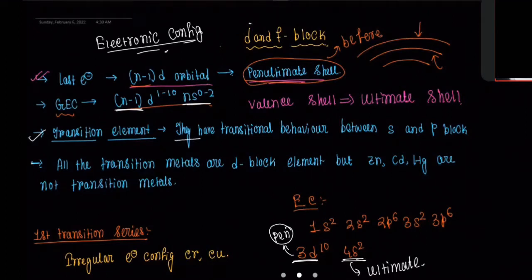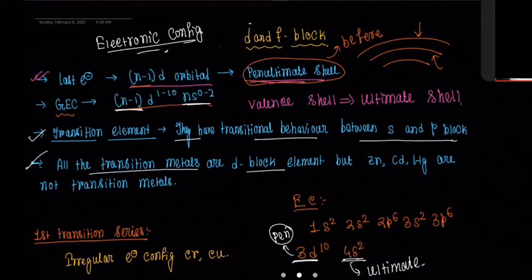Now, the transition elements, they have transitional behavior between s and p block. So that's why we call them transition elements, because they have intermediate behavior. Okay. So now, all the transition elements are d block elements, but Zn, Cd, and Hg, they are not transition elements. So what do they mean by this over here?